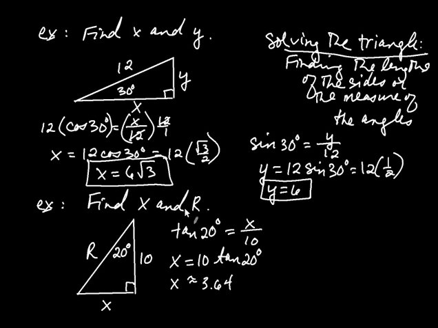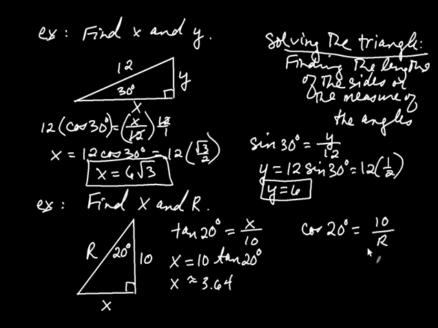Okay, now let's go for r. So once again, I look at my angle. I have the adjacent, right? And this is involving the hypotenuse. So I'm thinking of, once again, a function that involves the adjacent and the hypotenuse with the angle. And that, of course, is cosine. So cosine of 20 degrees is the adjacent, which is 10, divided by the hypotenuse, which is r.